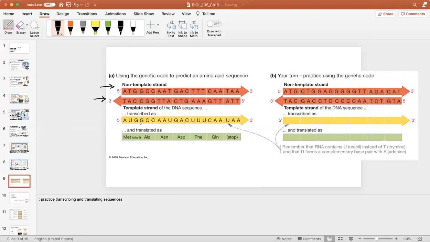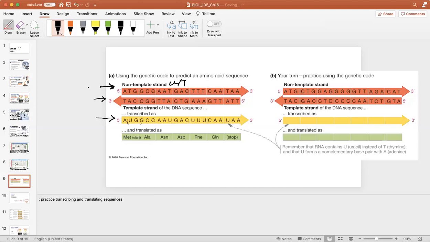So T pairs with A, so now we've got an A on our RNA molecule. A pairs with T in DNA, but it pairs with U in RNA. C pairs with G. And you could go on and on to get what your mRNA molecule looks like. Now, I want you to notice that your mRNA molecule should be almost exactly the same sequence as your non-template strand, with the exception of U's and T's. That's always going to be a difference.